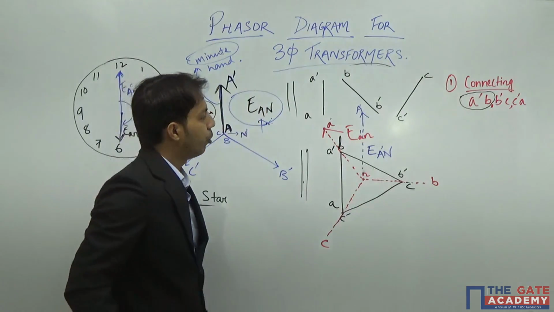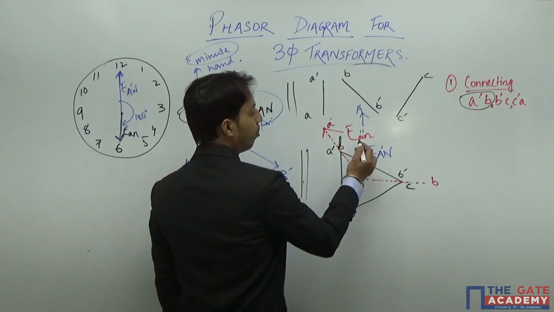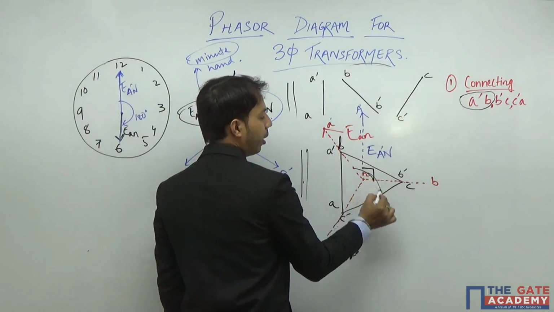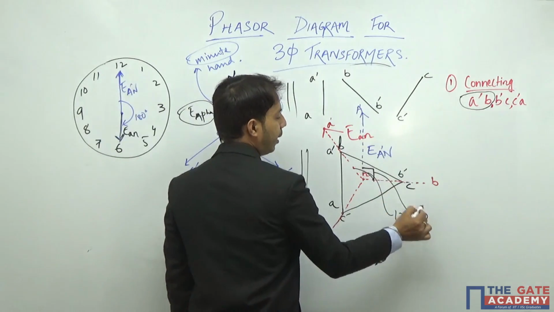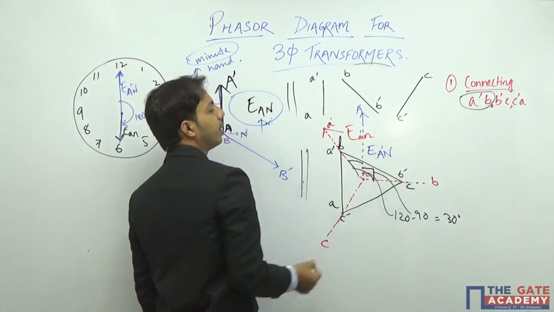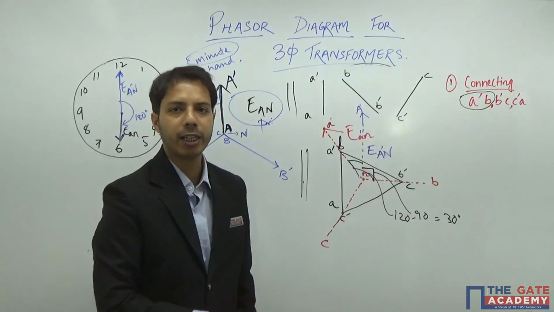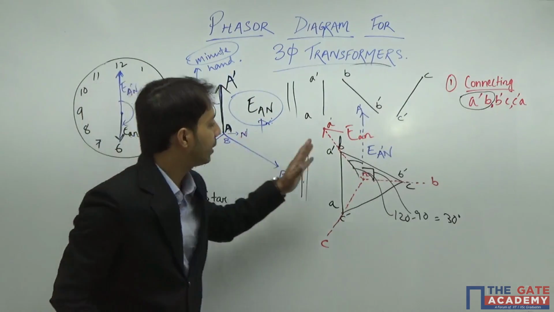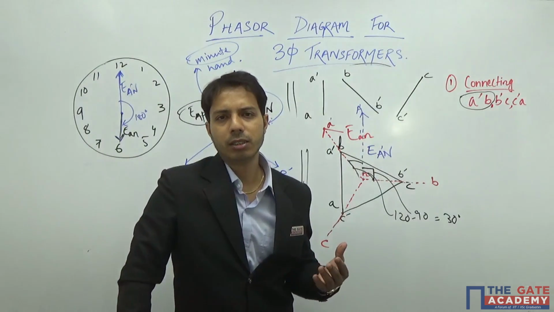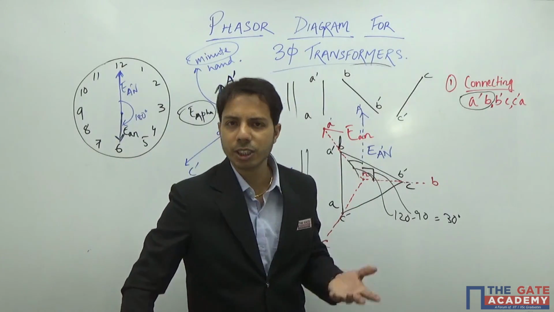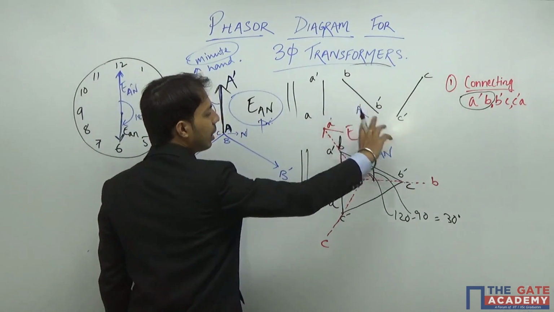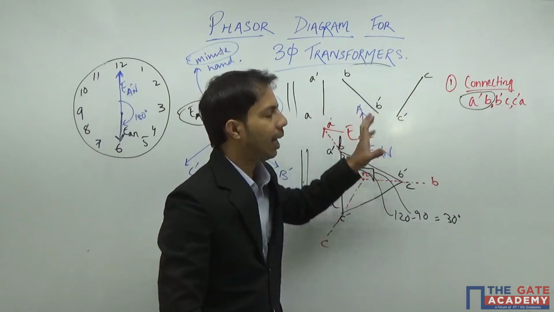If you try to calculate the angle between them, this is 90 degree, and this particular angle I know is 120 degree. So the angle between them is 120 minus 90, which is 30 degree. So the phase difference between the phases of primary and secondary has changed. Whereas in star-star connection, the difference between the phases of the primary and secondary is either 0 degree or 180 degree. Here, the primary is lagging the secondary, or the secondary is lagging the primary.